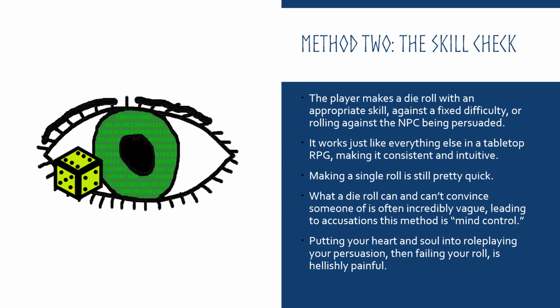The second option is to have the success or failure of the player's persuasion decided by a die roll. Usually this will be with some sort of persuasion skill or charisma ability, but the exact name may vary. It can also be against a fixed difficulty chosen by the GM, or against an opposed roll from whoever the player is trying to convince. This has the advantage of working like everything else in an RPG. There's no special rules to learn, and while it will take some time to interface with the system, for a single roll, it really won't take that long.